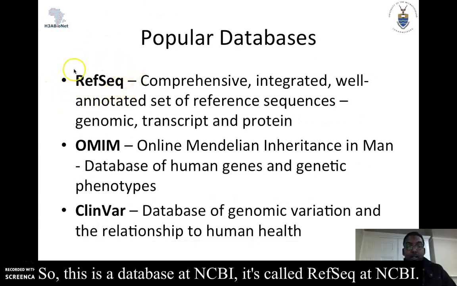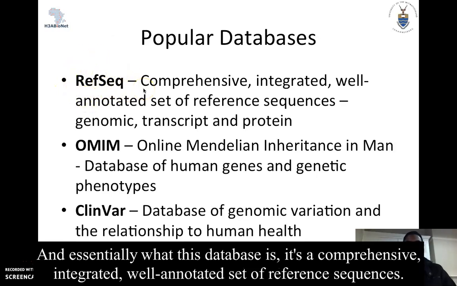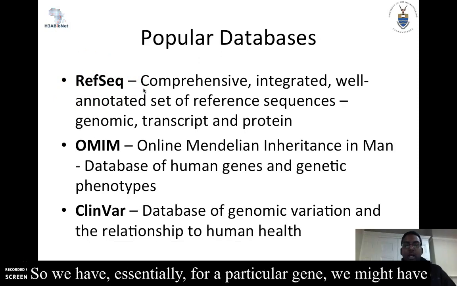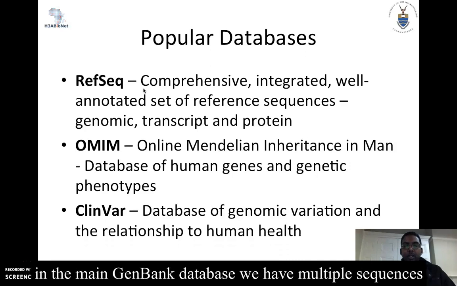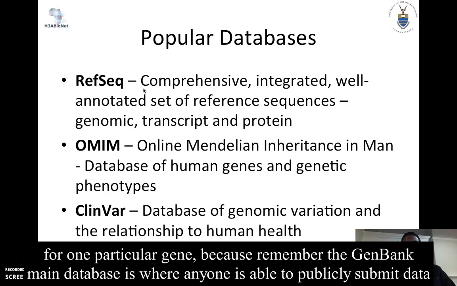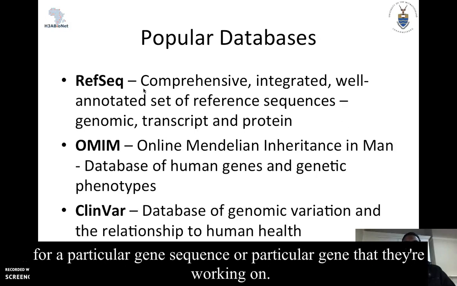So this is a database at NCBI. It's called RefSeq at NCBI. And essentially what this database is, it's a comprehensive, integrated, well-annotated set of reference sequences. So for a particular gene, in the main GenBank database, we have multiple sequences for one particular gene. Because remember, the GenBank main database is where anyone is able to publicly submit data for a particular gene sequence, or a particular gene that they're working on.